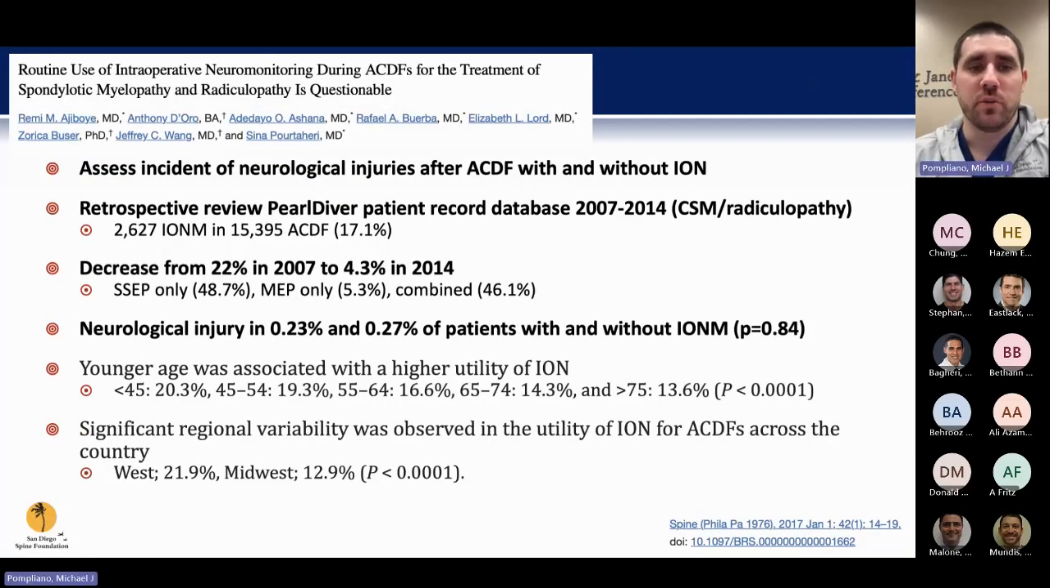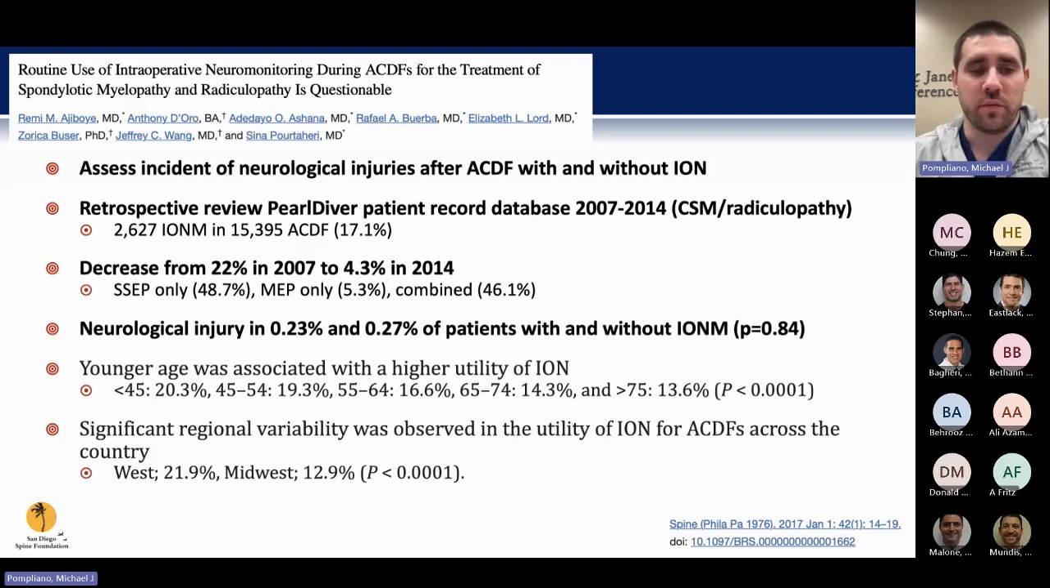So this looked at routine use for ACDFs for both myelopathy and radiculopathy. Essentially, they wanted to assess the incidence of neurologic injuries with and without, like the others. Retrospective review of a database with cases from 2007 to 2014, so relatively recent. Again, both myelopathy, radiculopathy. 2,600 cases were monitored out of essentially 15,000 total, so about 17%. And then there was a decrease over time. So in 2007, 22% of the cases were monitored versus just 4.3% in 2014.